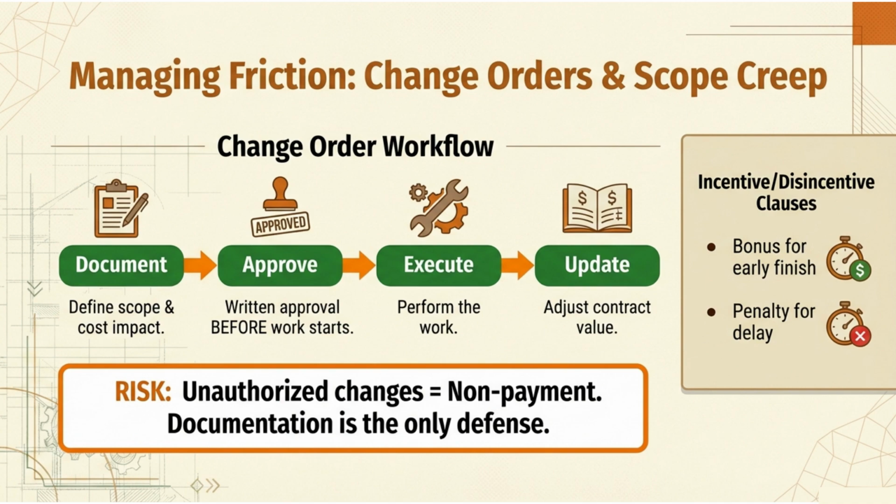Change order workflow. Step 1. Document. Define scope and cost impact. Write it down. Take pictures. Send emails. Do not proceed on a handshake agreement, no matter how nice the owner seems.